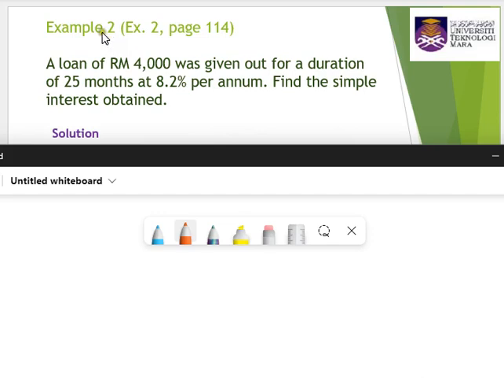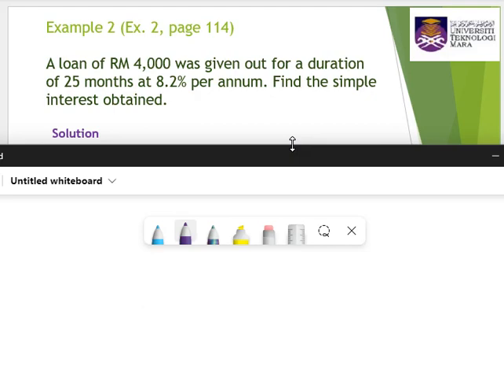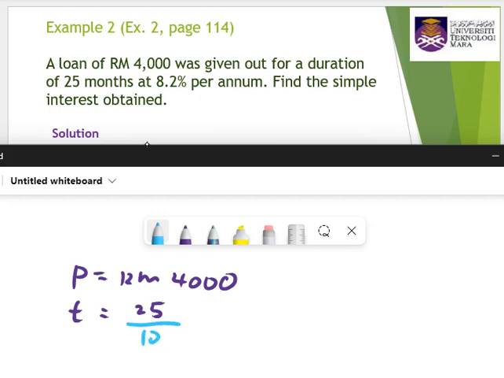Let's proceed with example 2. A loan of 4,000 was given out for a duration of 25 months at 8.2% per annum. Find the simple interest obtained. Without further ado, do remember to list out the information. Here, we are given P, that is 4,000. 25 months here is the T, but do remember the T will be in years, so you will have to convert to years. 1 year has 12 months, so you divide by 12.